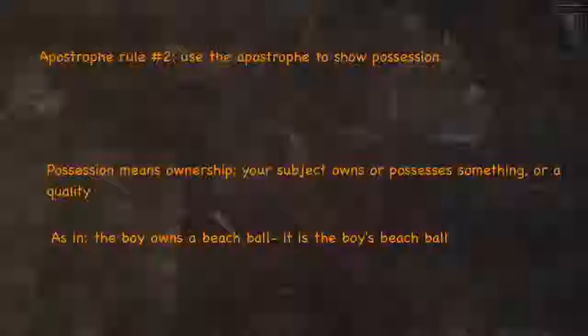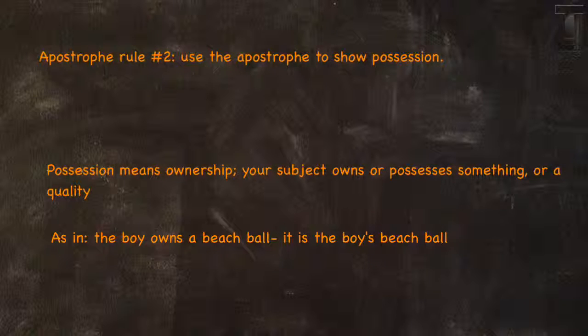Go ahead and take a look here at the rule. Apostrophe rule number 2. Use the apostrophe to show possession. Possession means ownership. When your subject owns something or possesses something, then you're going to use an apostrophe in that sentence. The thing can be an actual physical, tangible item. It can also be a quality or a characteristic that a person or a thing might have.